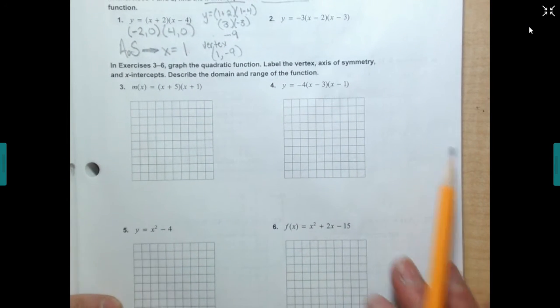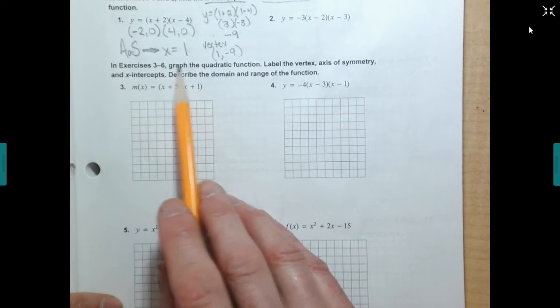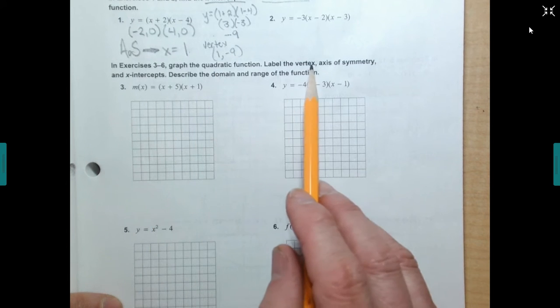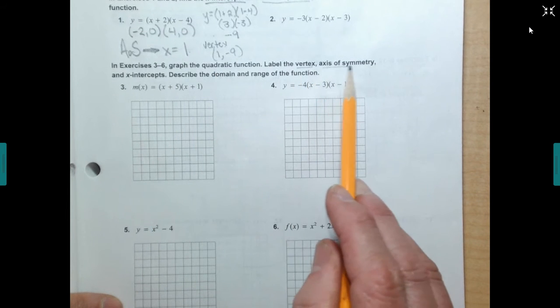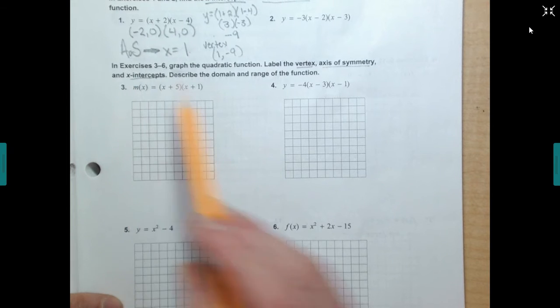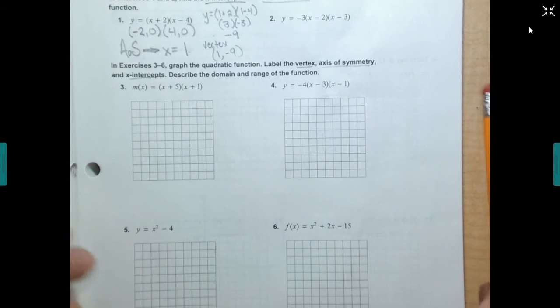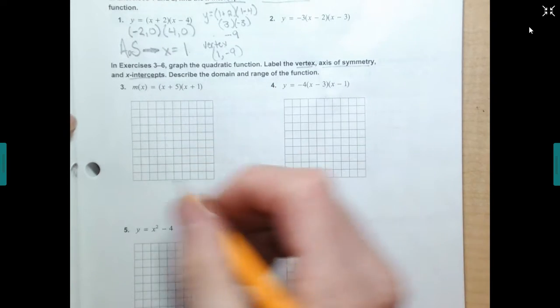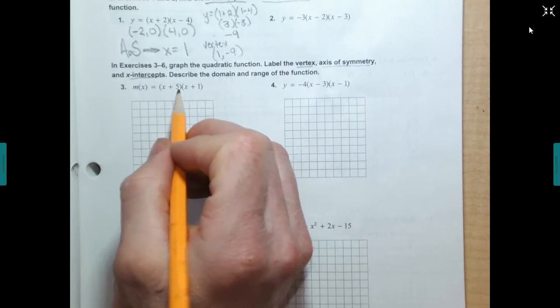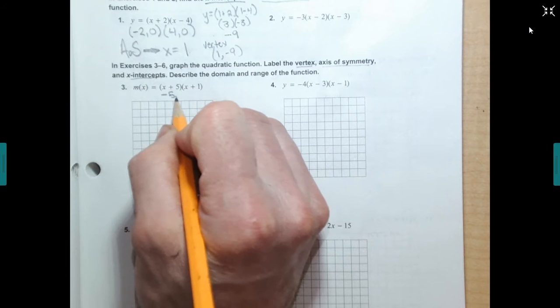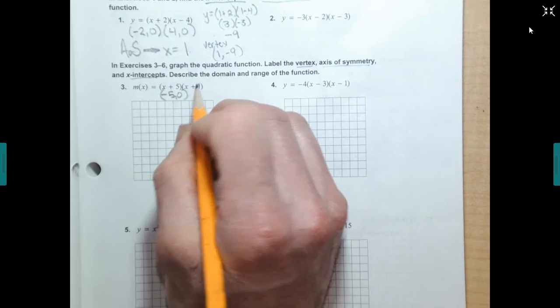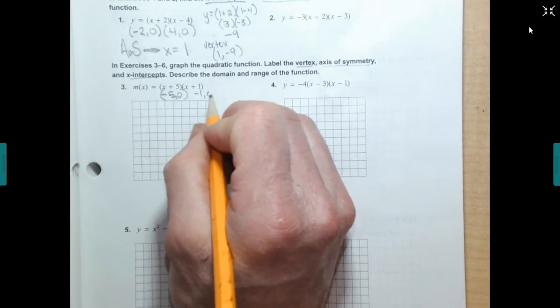Now this is going to want us to do all that, so we're going to graph it. We're going to label the vertex, the axis of symmetry, and the x-intercepts. So let's do our x-intercepts before we do our line. So our x-intercepts are going to be (negative 5, 0) and then (negative 1, 0).